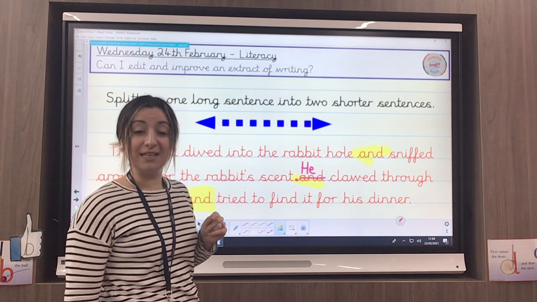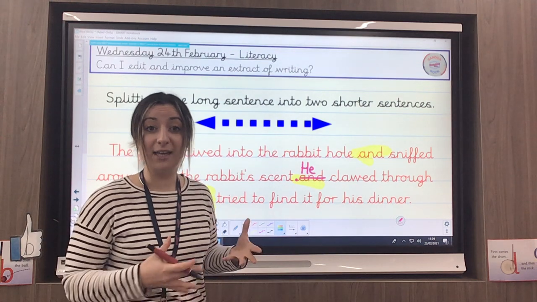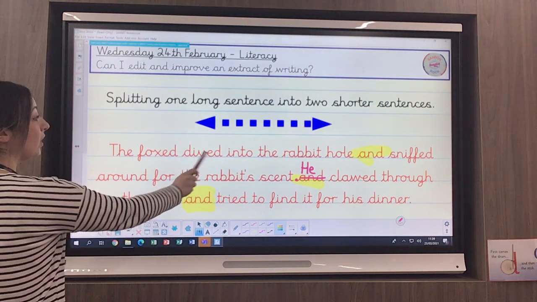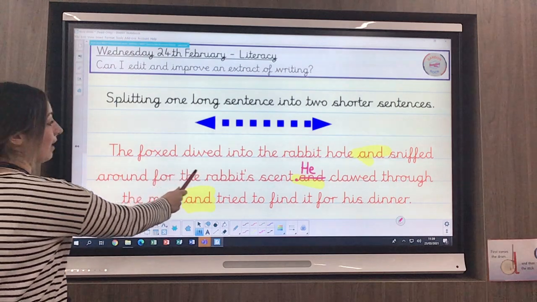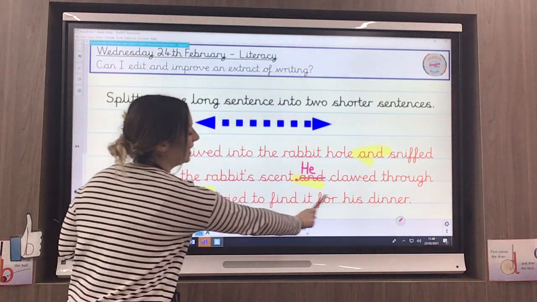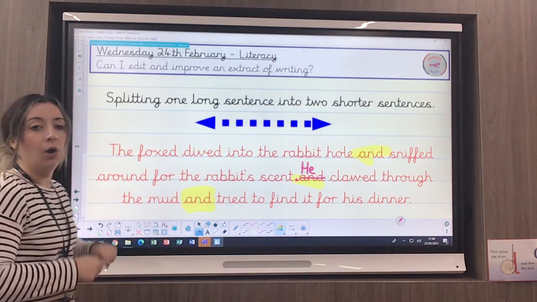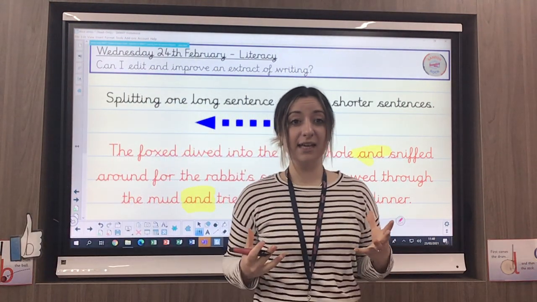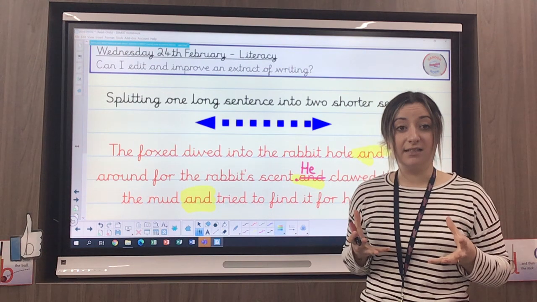So let's have a read of it now. Maybe we can leave it at that, maybe we can improve it more. The fox dived into the rabbit hole and sniffed around for the rabbit's scent. He clawed through the mud and tried to find it for its dinner. What do you think at home? Do you think that's better? Do you think we've managed to split that sentence?